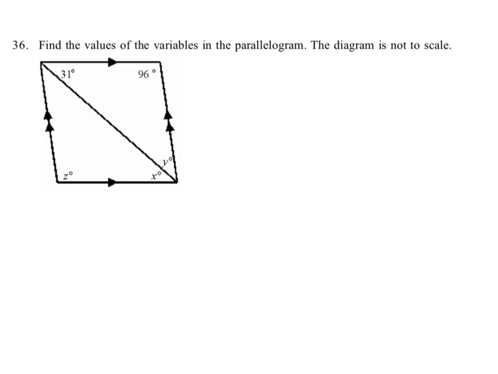All right. Find the values of the variables in the parallelogram. Well, we really just need to find x, y, and z. So let's talk about it. First, let's do z. Z is going to be equal to, since it's a parallelogram, opposite angles are equal. So z is going to be 96 degrees too.